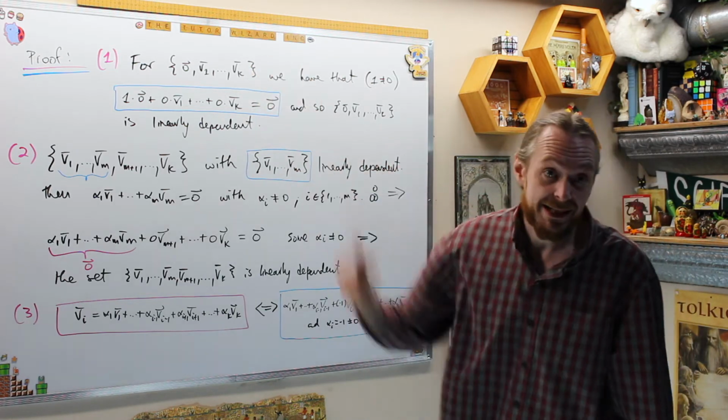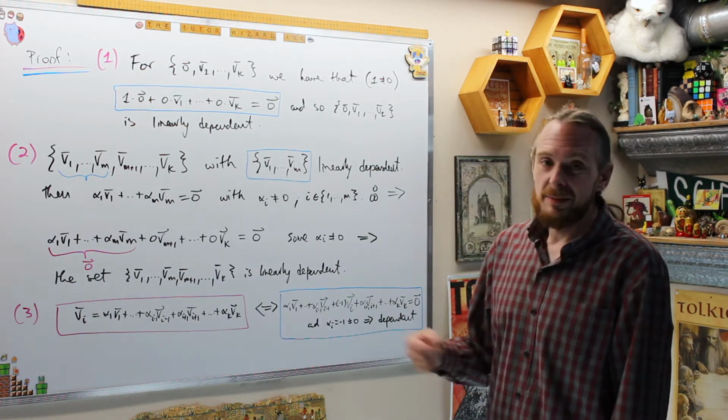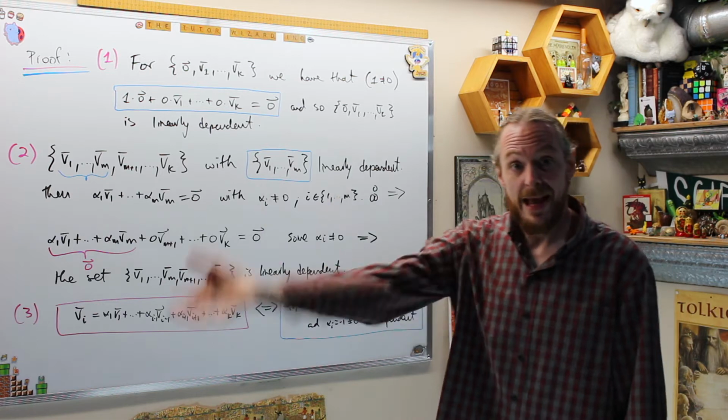So anytime you put 0 in a set of vectors, it's never going to be a basis because they can never be linearly independent. That's going to turn out to matter later when we want to define a basis. It has to be linearly independent and span all of space.